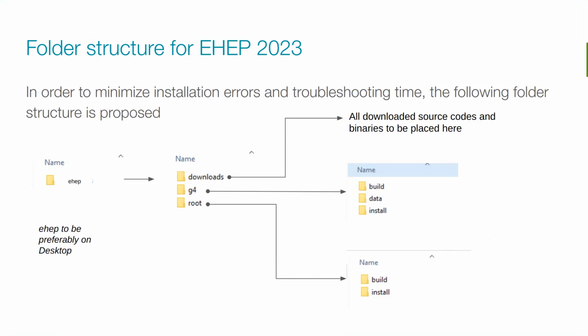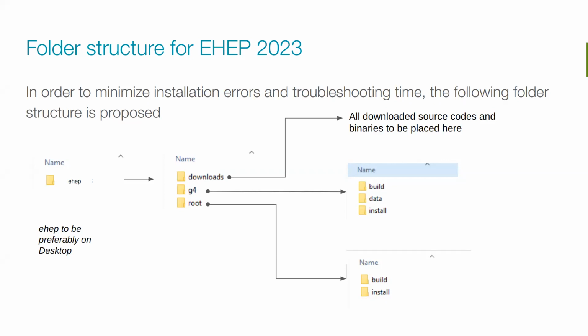Inside of which you will create 3 folders. Don't do anything right now. I'm just explaining. I'll tell you when to do this. You will create 3 folders, name them downloads, G4, and root. Inside downloads, you will have all the source codes, the Geant4 data sets, and all other binaries. Don't delete them unless you run out of space, because just in case your installation gets screwed up, we may have to use them again.